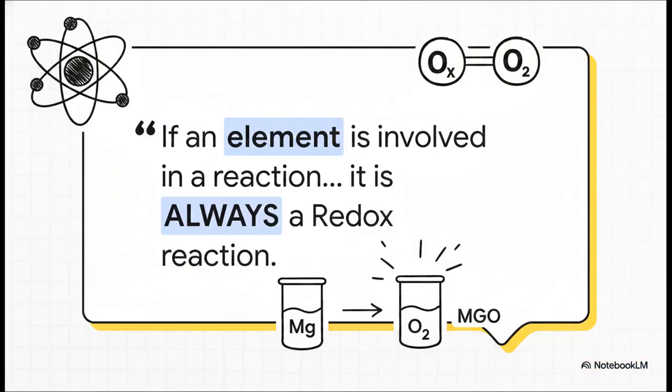Seriously, if you look at an equation and you see a pure element, like Mg all by itself, or O2, involved as a reactant or a product, it is always a redox reaction. No exceptions. Why? Because for a pure element to react, its oxidation state has to change, and that change is literally the definition of redox. This is an instant mark on your exam.